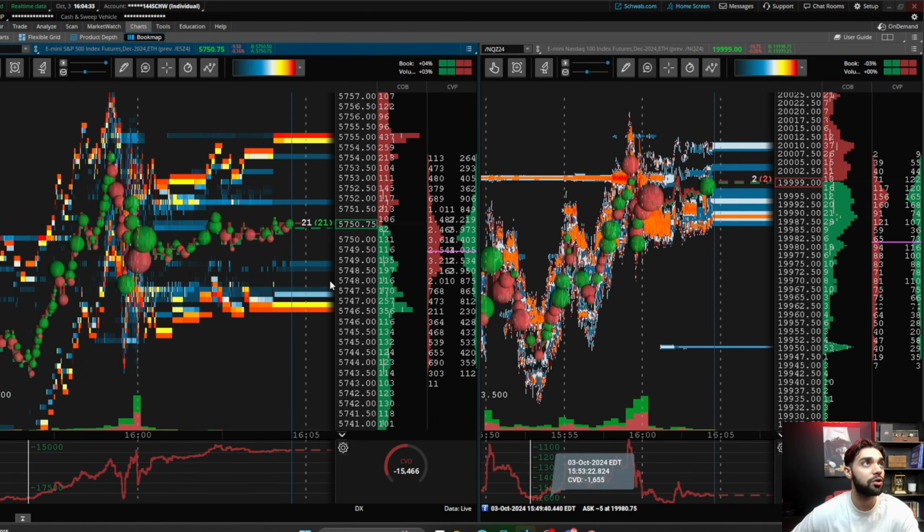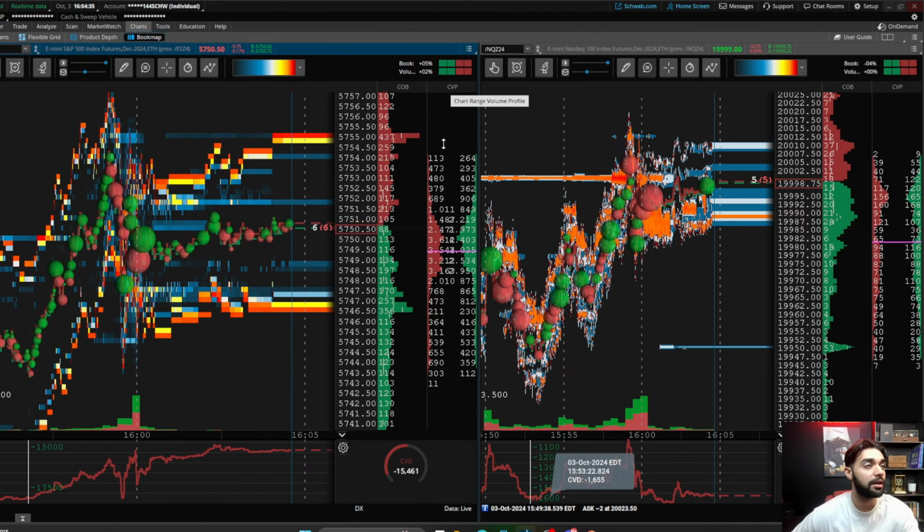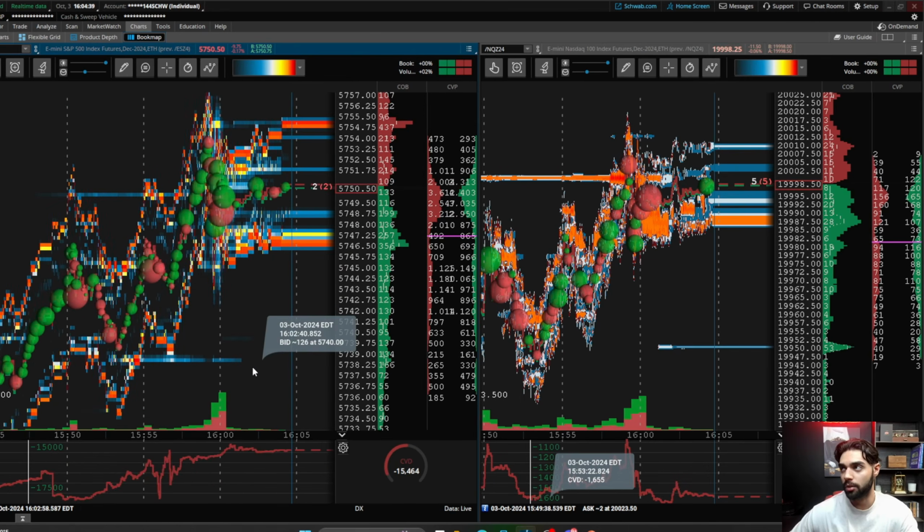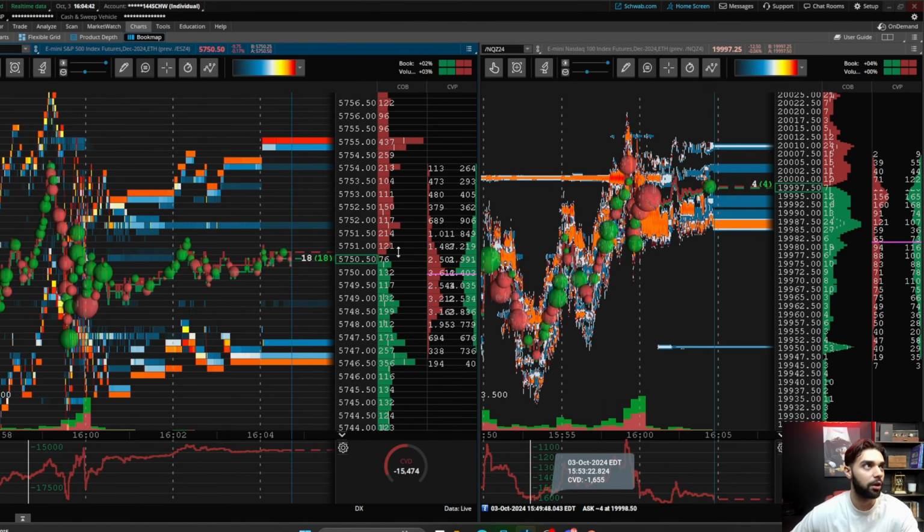Something I would recommend you do is have the chart volume profile on here as well, so you can see it changes as I zoom in and out. It just shows me all the orders for the current chart I'm looking at to make it a little cleaner, easy to identify when volume is dying out.